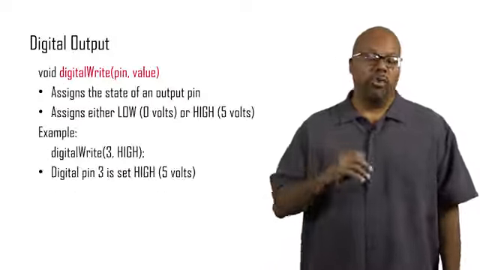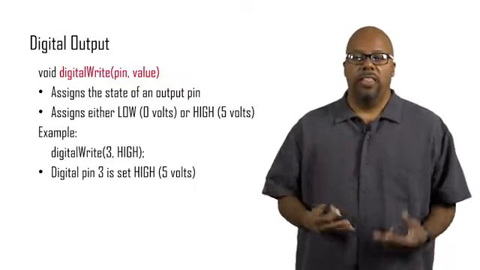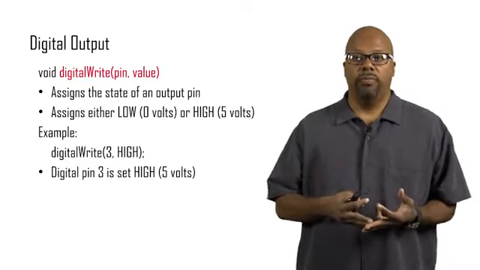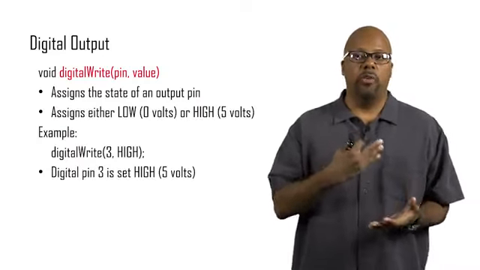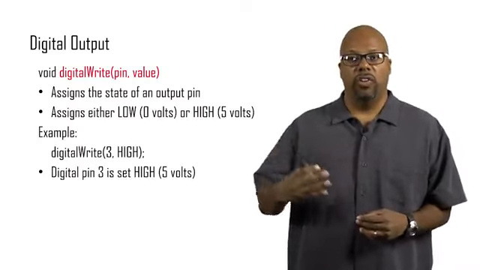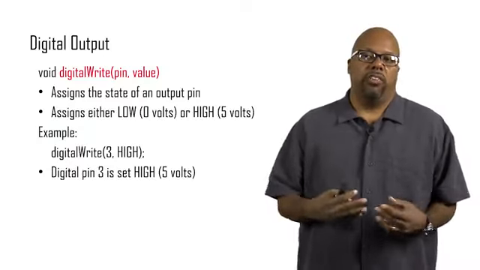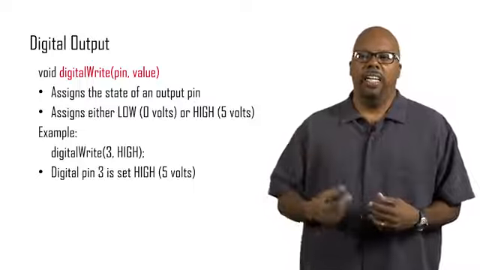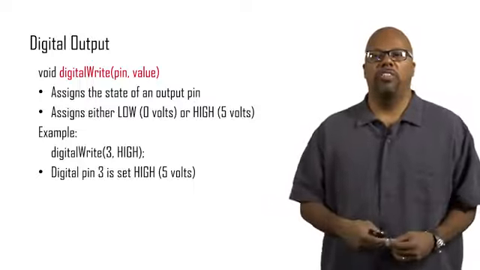And then if you want to write to a pin, you call digitalWrite. That takes two arguments, the pin and the value that you want to write to it. The value has to be either LOW or HIGH, which would be 0 or 1, 0 volts or 5 volts. So it assigns the state of the pin. If you say digitalWrite(3, HIGH), like I do here, it's going to set pin 3 to HIGH, which would be 5 volts.